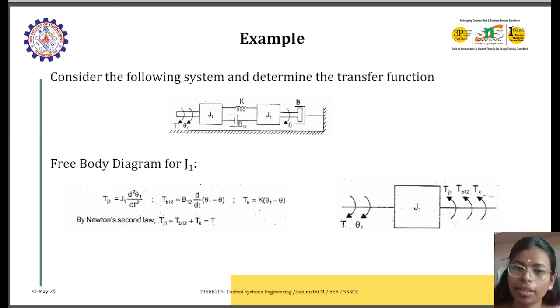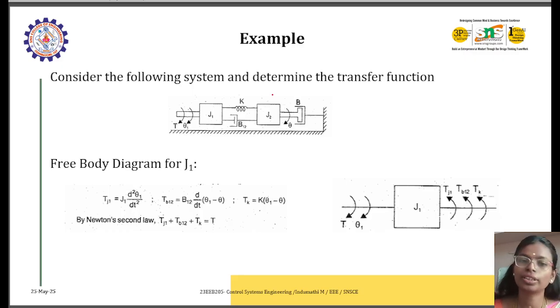Now we'll come to the problem. Consider the following system and determine the transfer function. A transfer function is nothing but the ratio of the Laplace transform of the output divided by the Laplace transform of the input. So here you have to find the Laplace transform of output by input.